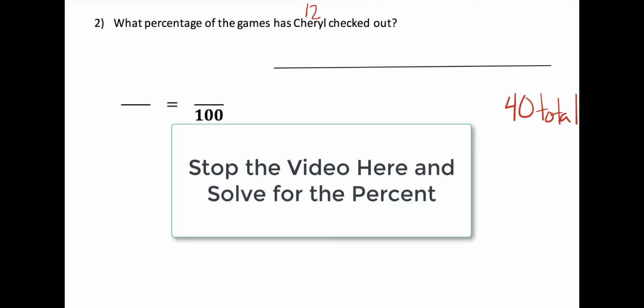So we've got 40 games total. And Cheryl checked out 12 of them. So I'm just going to write 12. Maybe I don't want to write it there. Maybe I should write it up here. 12 games total. So I want you to stop the video right now and see if you can figure this out. What percentage of the games Cheryl checked out? So go ahead and stop now.